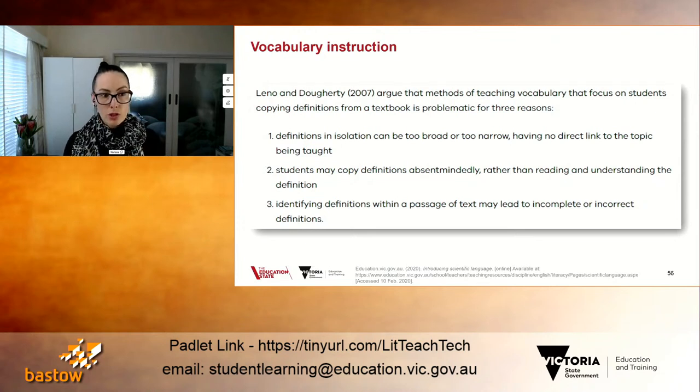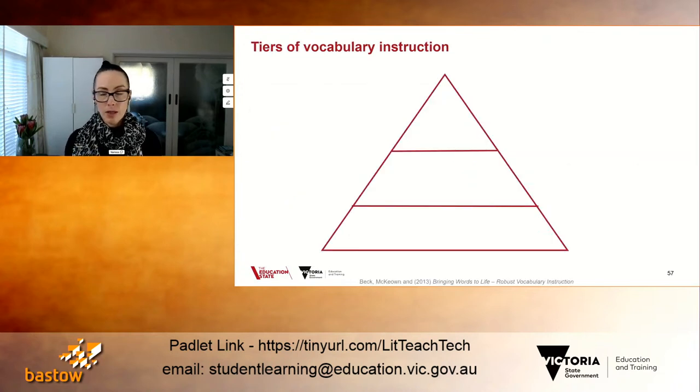Number two, students may copy definitions absent-mindedly. Who has those kids? And of course, then they've written down the wrong definition. I've had those kids. And number three, identifying definitions within a passage of text may lead to incomplete or incorrect definitions. So if we're not just copying definitions off the board, how are we getting our kids to understand the vocabulary?